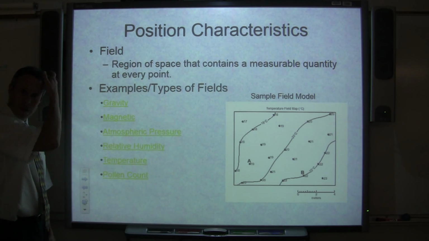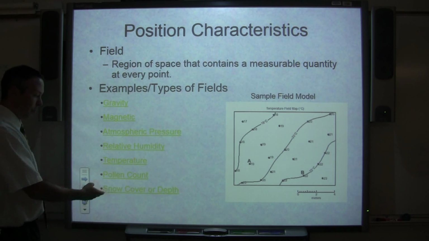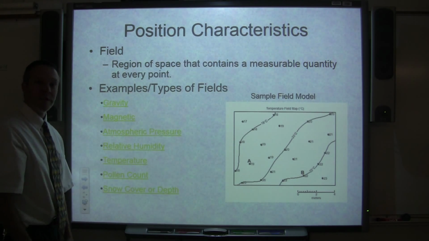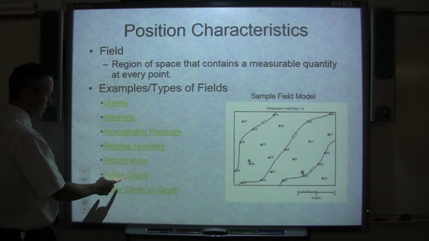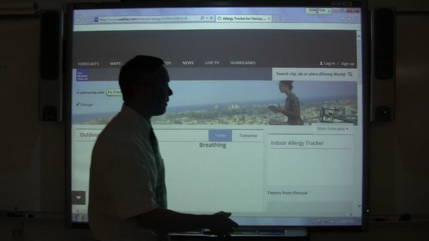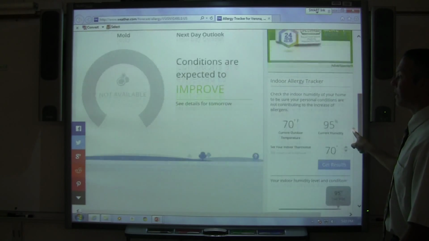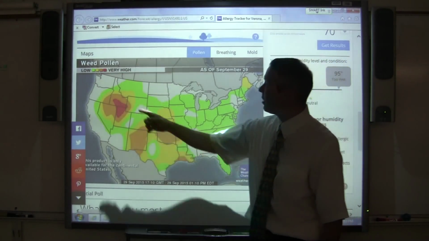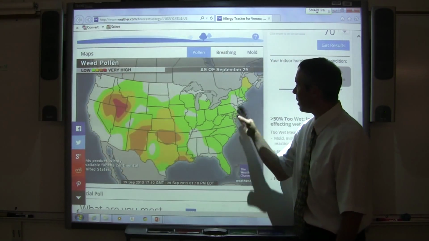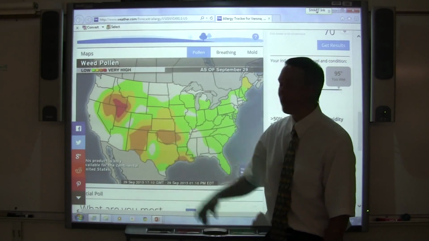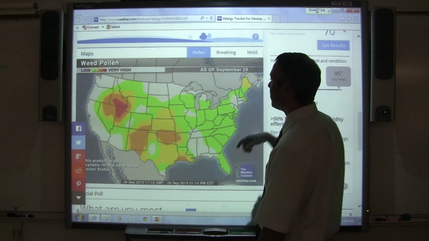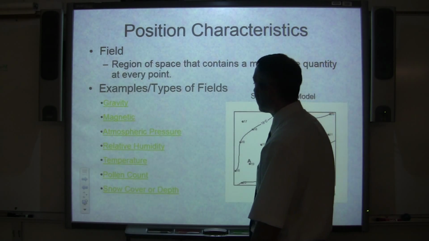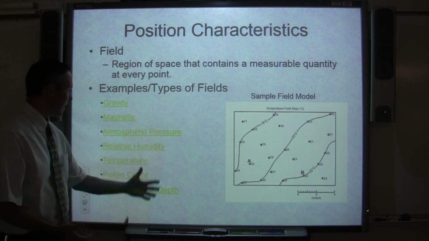How about somebody with allergies? They want to know the pollen count. How about in the middle of winter? We want to know the snow cover, or how deep the snow is. So all of these are examples of fields. Let's pick on pollen count just to see something a little bit different. Scroll down here, I can find a map. There it is. Again, this is colors. Green is low, red is very high, so you can get a sense of where the pollen is going to be bothering people more. So that is a field that can show any of these quantities. At any given point, you could measure any of those.